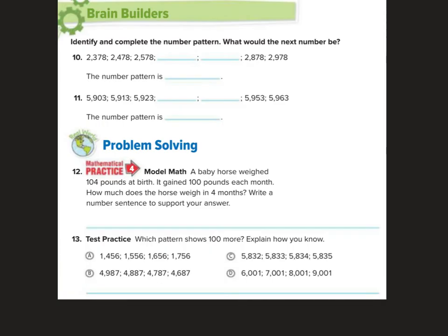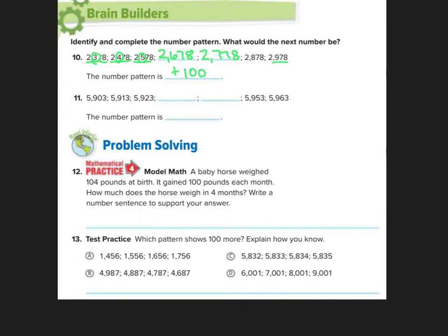Okay, so here, identify and complete the number pattern. What would the next number be? 2,378, 2,478, 2,578. I'm noticing each time that the hundreds place is going up by 1. So the next one's going to be 2,678, 2,778. Then the next one, 2,878 and 2,978. There we go. So the number pattern is plus 100.